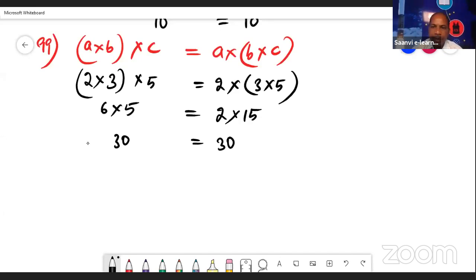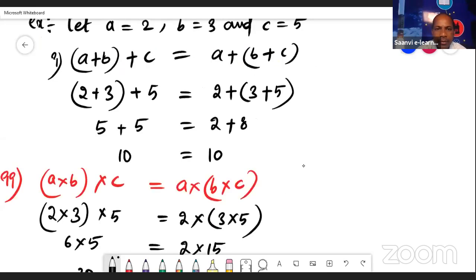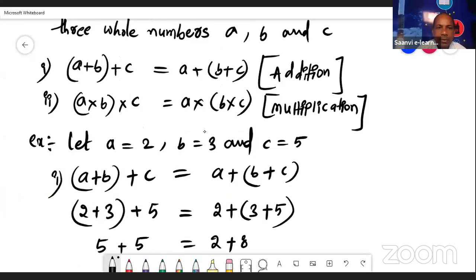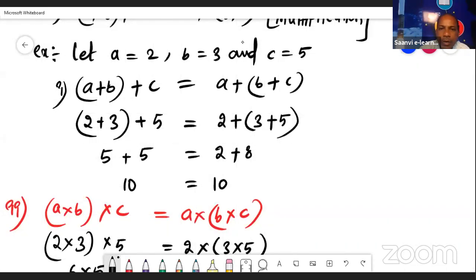So like this, if we get the same result in LHS and RHS, it is associative property under multiplication. Okay, if we add any three whole numbers in any order, if we get the same result, it is associative property under addition. And if we multiply any three whole numbers in any order, if we get the same result in LHS and RHS, that is called associative property under multiplication. Okay. Next, distributive property. Next is distributive property. So what is distributive property? Let us see.